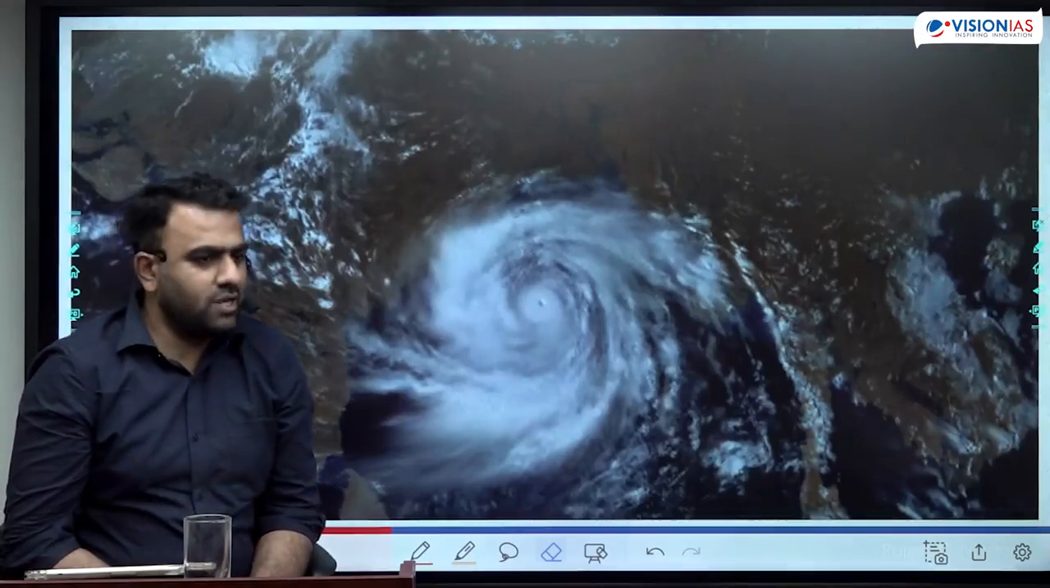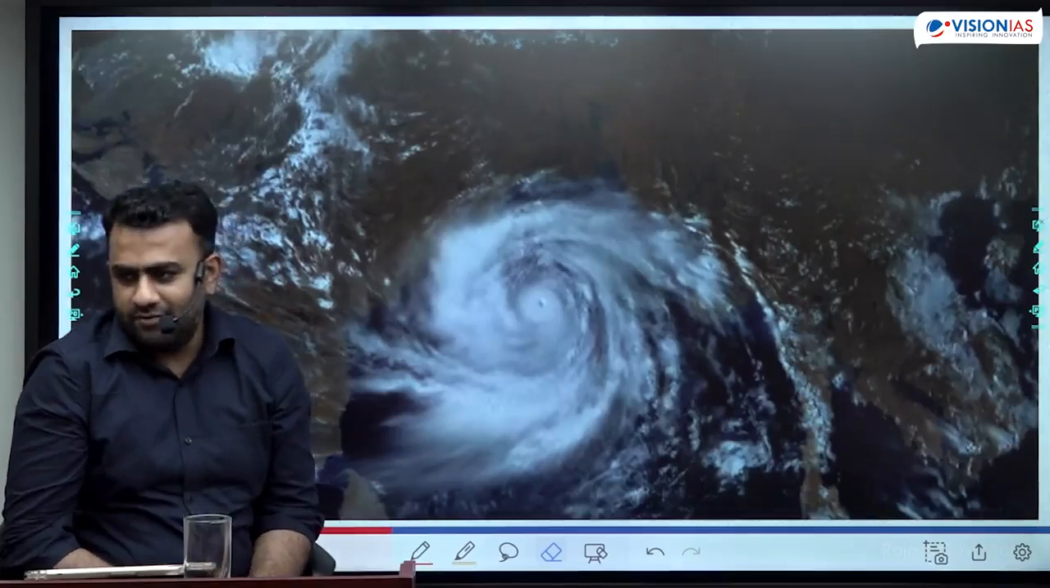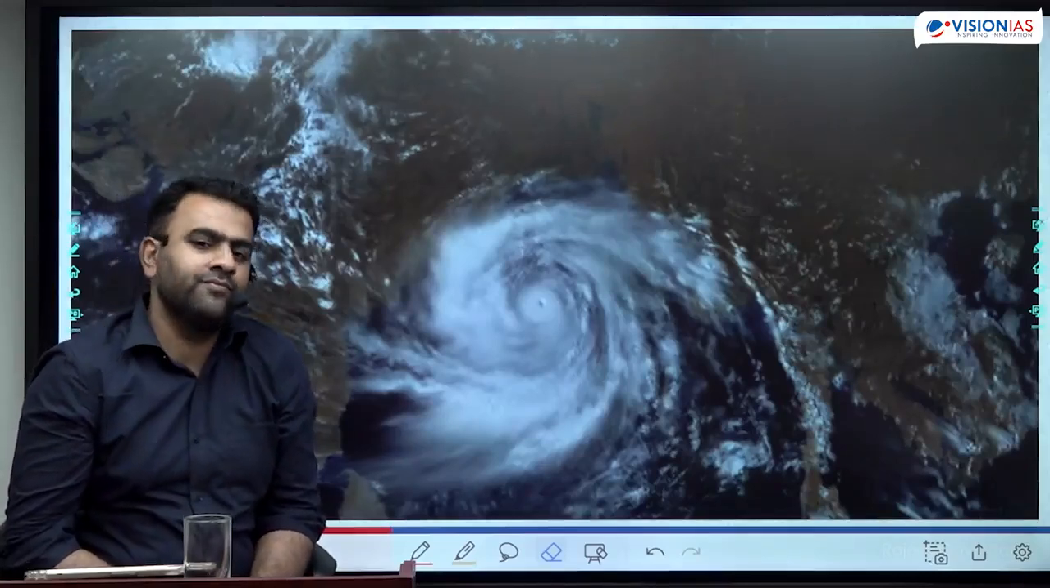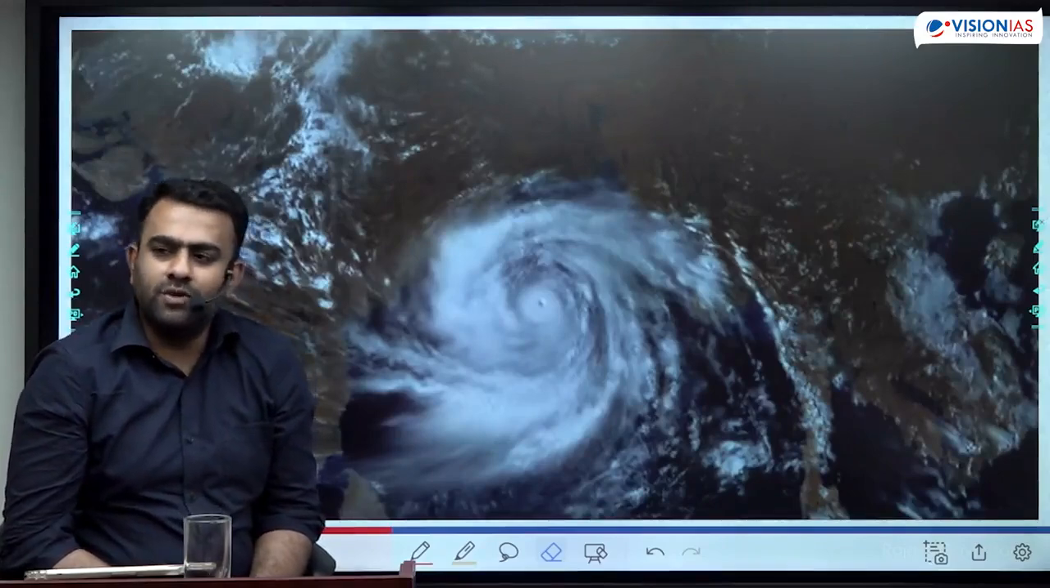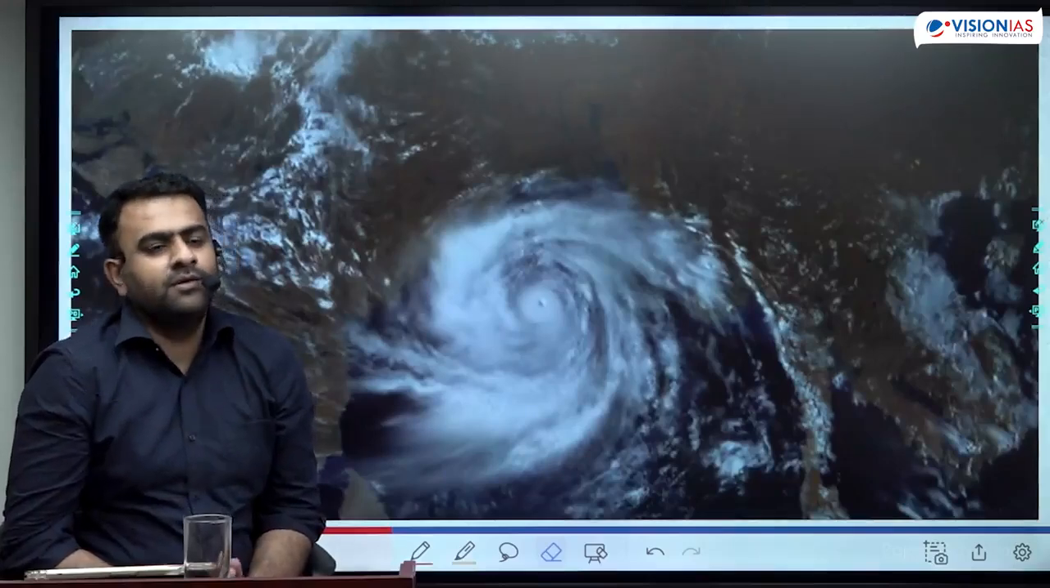And such kind of huge clouds can be formed only over the oceans. You cannot expect them to be found over the land because land will not have this kind of high moisture. So you cannot expect them to be formed over land. It forms only over the oceans.